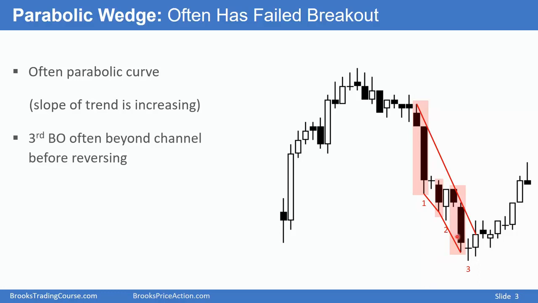Third push often breaks below the bottom of the channel before reversing. I could have drawn the line here connecting point 1, point 2, point 3, and the third breakout fell below the bottom of the channel and then reversed. That's another way to document how it's parabolic, how it's increasing its velocity downward.